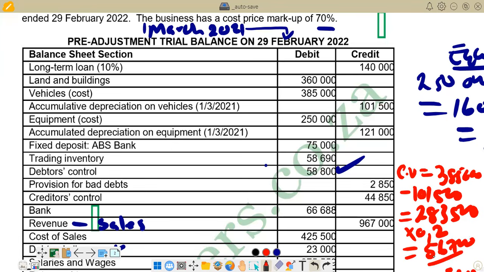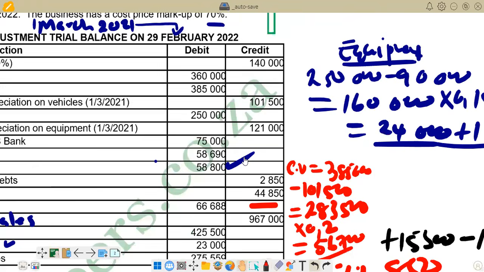So this is our depreciation for vehicles. Then to get the total depreciation, we are now adding all the depreciation that we have.